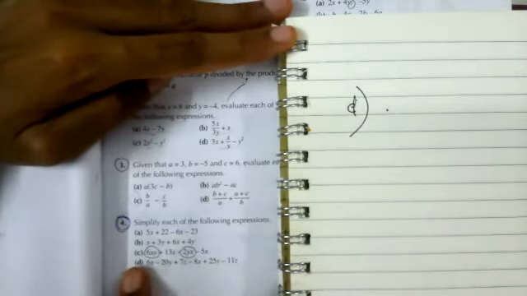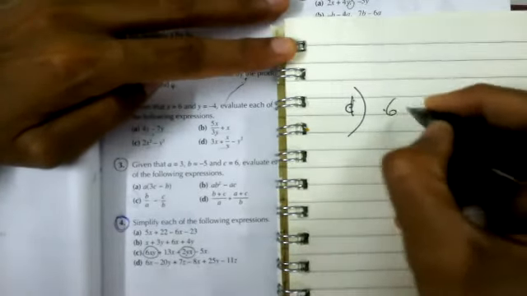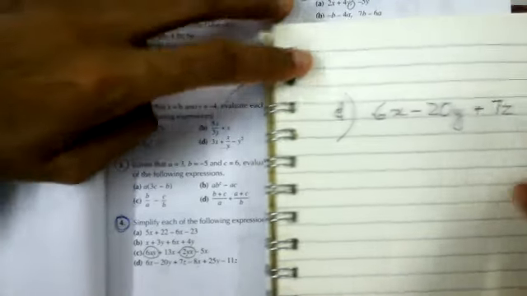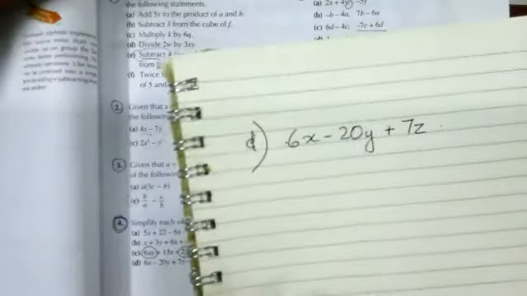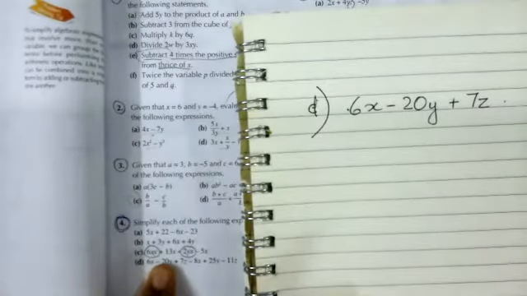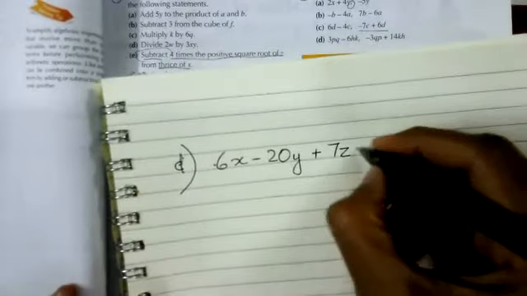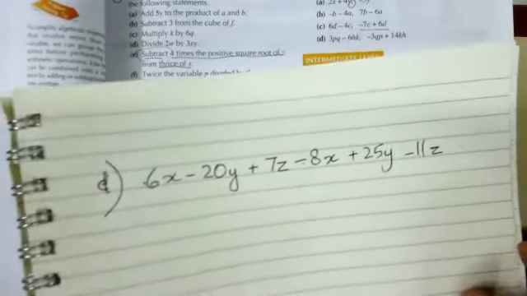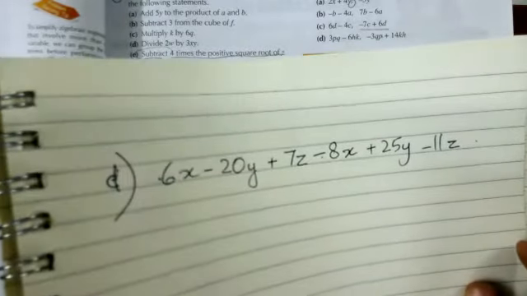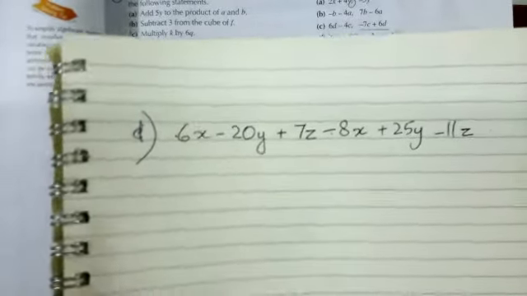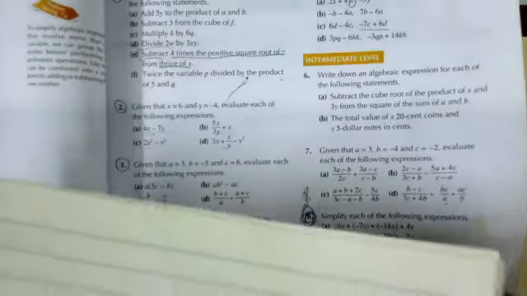Okay. Who wants to do it? Ishal, okay, go ahead and do it. I'm just copying the question down, the last part. 6x minus 20y plus 7z minus 8x plus 25y minus 11z. Did I copy the question correctly? Yes. Come on, Ishal, hurry up, because we are still on exercise 4A.